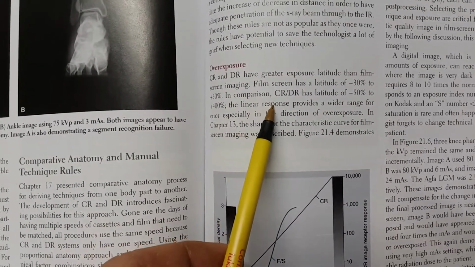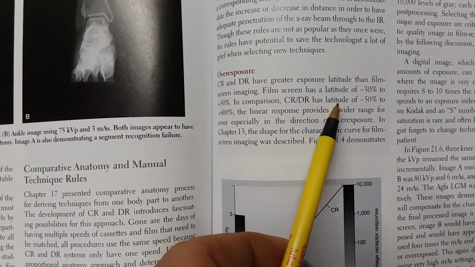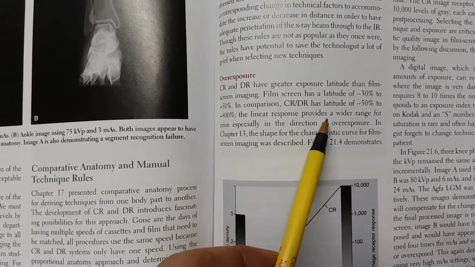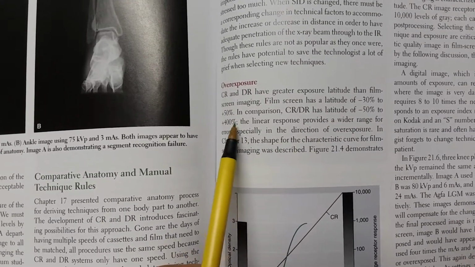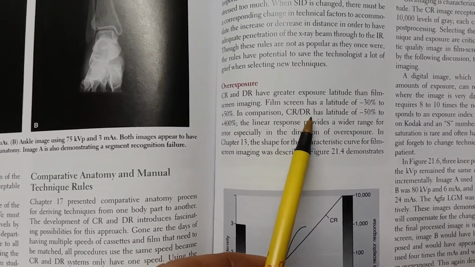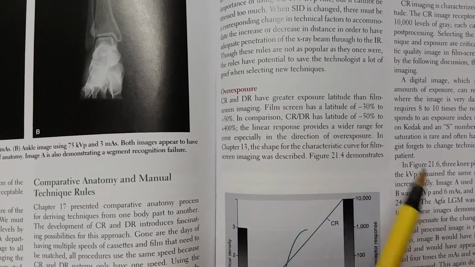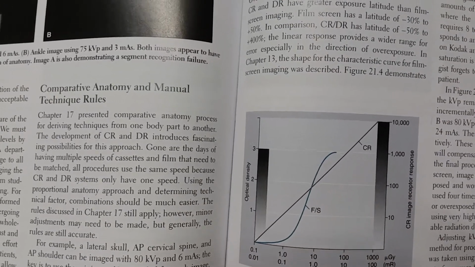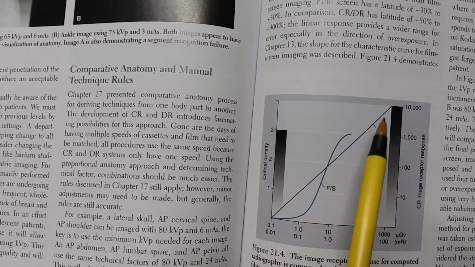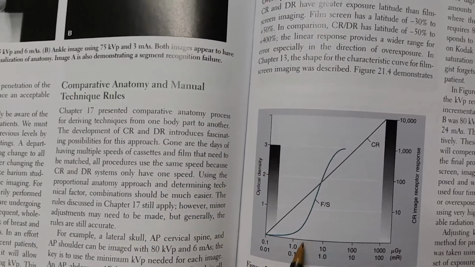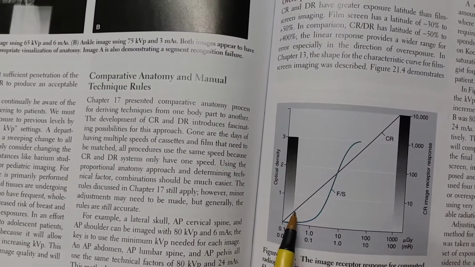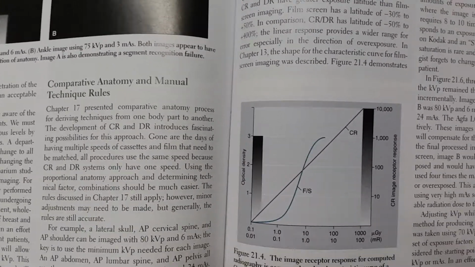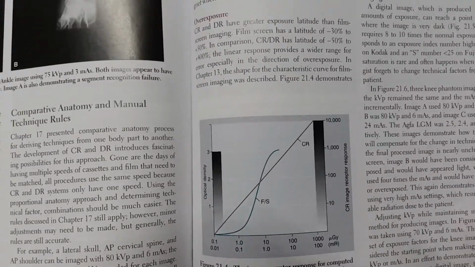Overexposure to the IR can occur because CR and DR have an extremely wide latitude, whereas film screen had a narrow latitude, which means that you can miss the technique with CR and DR and still get a very good image because it provides this CR computer-based long linear image, which means your dose can be really high and you can still get good image quality, or your dose could be really low down in this region and still get good image quality. Whereas the film screen has a steeper curve and you don't have much exposure latitude or margin for error with technique.